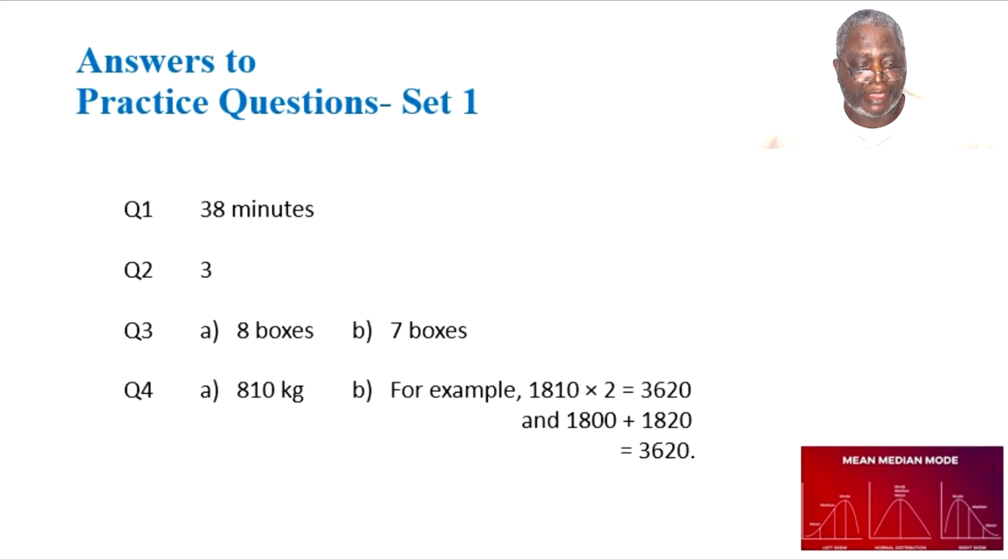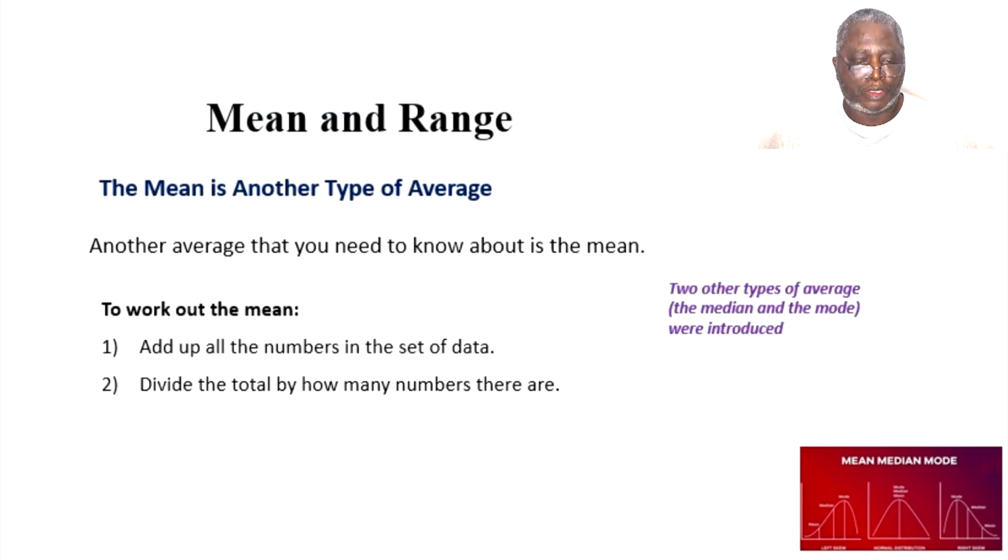Question 3, A, 8 boxes, and B, 7 boxes. Question 4, A, 810 kilograms, and B, 1,810 times 2 is equal to 3,620, and 1,800 plus 1,820 is equal to 3,620. Let's look at mean and range.